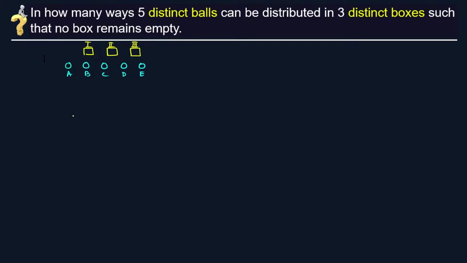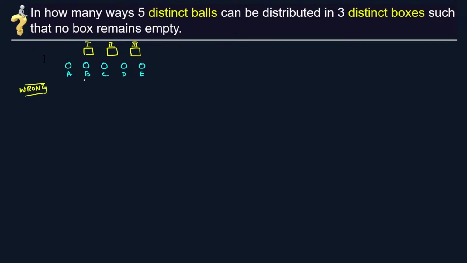Now, first of all, I'm doing this problem in a wrong way, and I will tell you why it is wrong. First, you try to understand why this method that I am opting for now is wrong. 5 distinct balls are to be distributed in these 3 boxes such that no box remains empty.